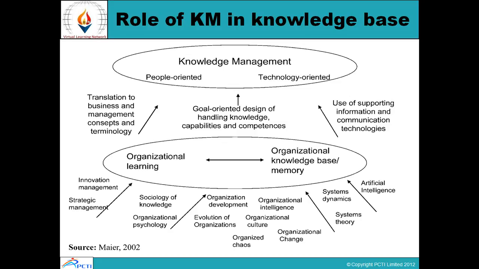Now let us talk about the role of knowledge management in creating the knowledge base. Knowledge management is basically focused on two important parameters. First, knowledge with respect to the people, and another important context is technology. Yes, knowledge can be managed with respect to technology also. So people based knowledge is called a people oriented knowledge management system, and technology based is called a technology oriented knowledge management system.